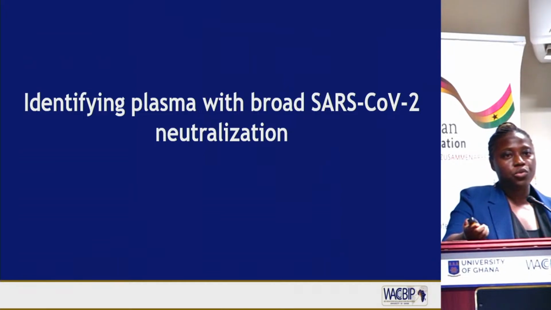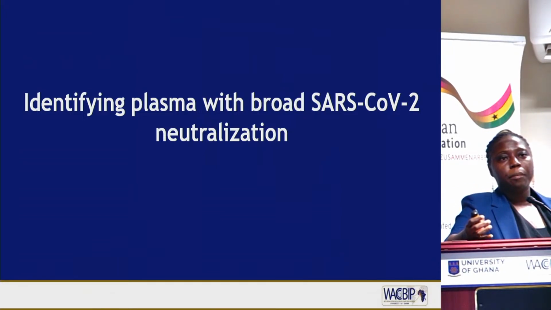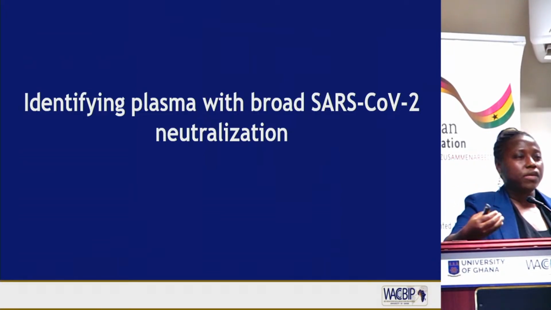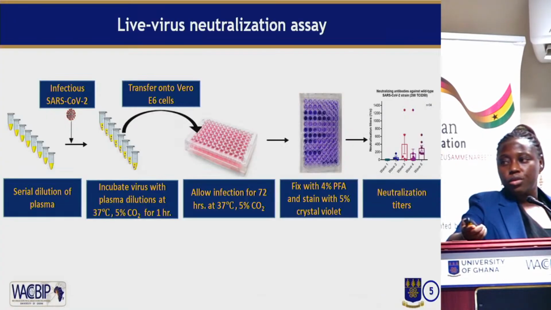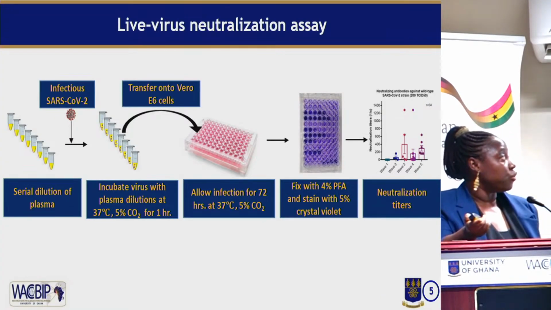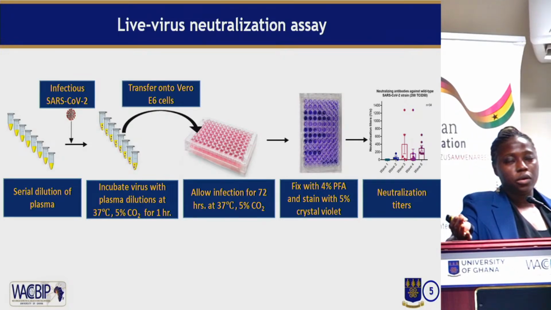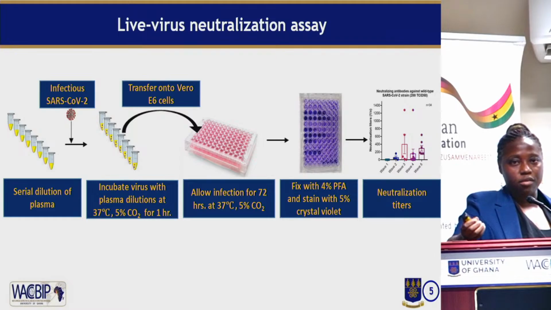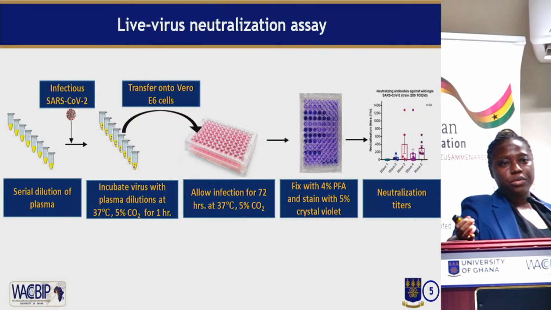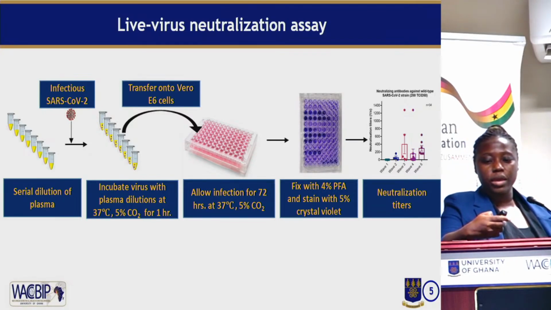So our main project was to first identify plasma from patients who had been vaccinated or had the infection, and identify certain plasma samples that could neutralize different variants of SARS-CoV-2. And to do this, we used the live virus neutralizing assay. Here at WACBIB in our lab, we have various systems for testing for neutralizing antibodies. We have the pseudovirus system and the live virus system, but the data I'll be showing you today are from the live virus system.